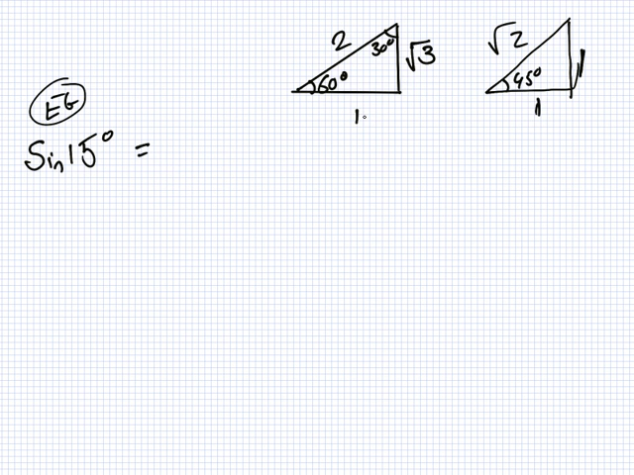Is this wrong? 1, 2. I think this is right. This is right. Yeah. 1 plus 3 is 4. Yeah, it's right.